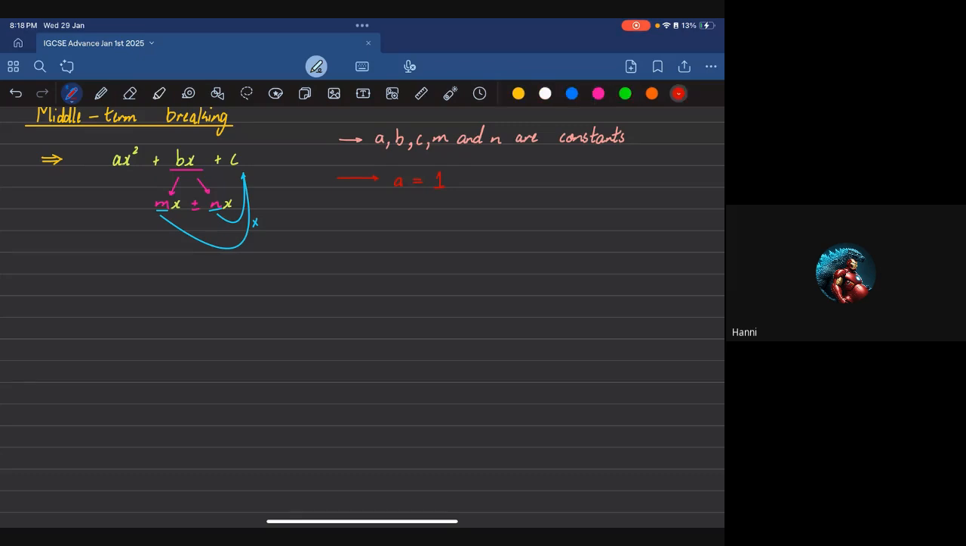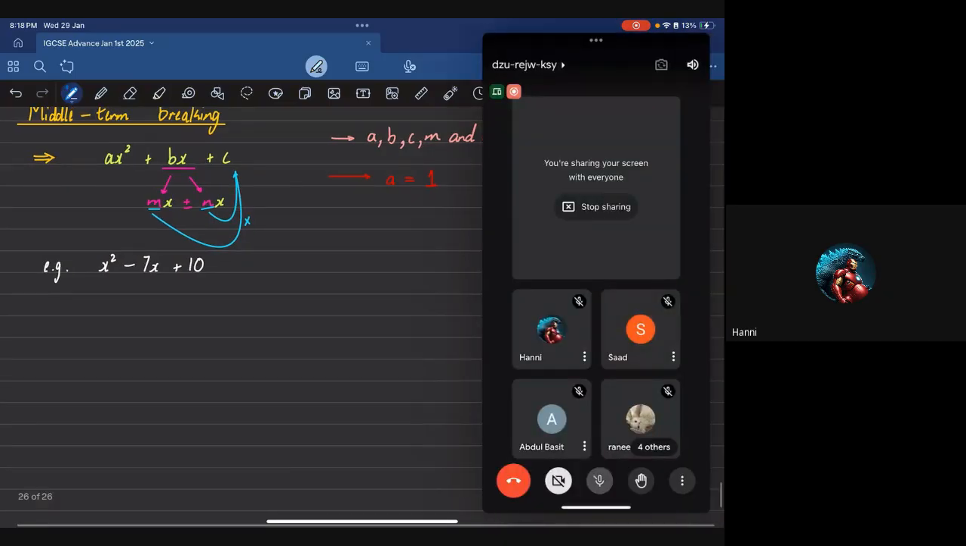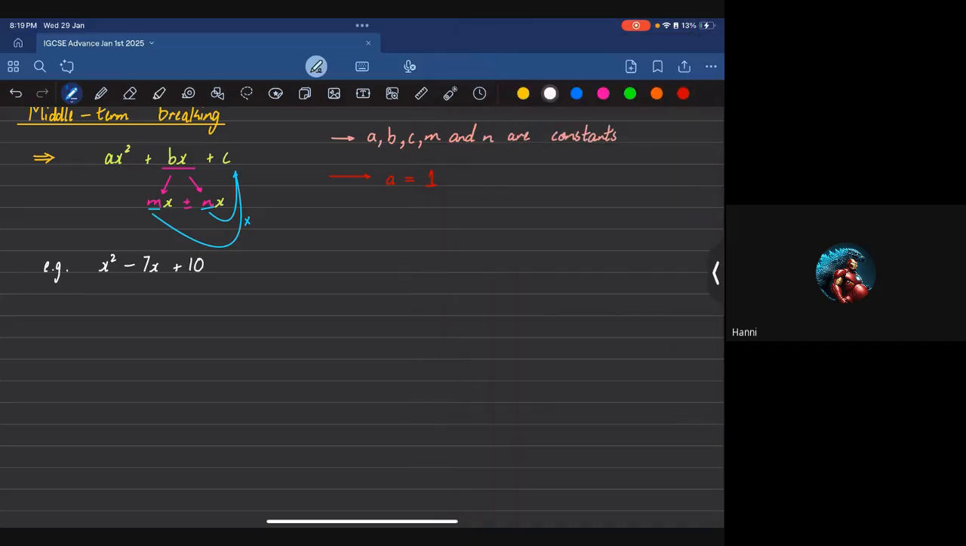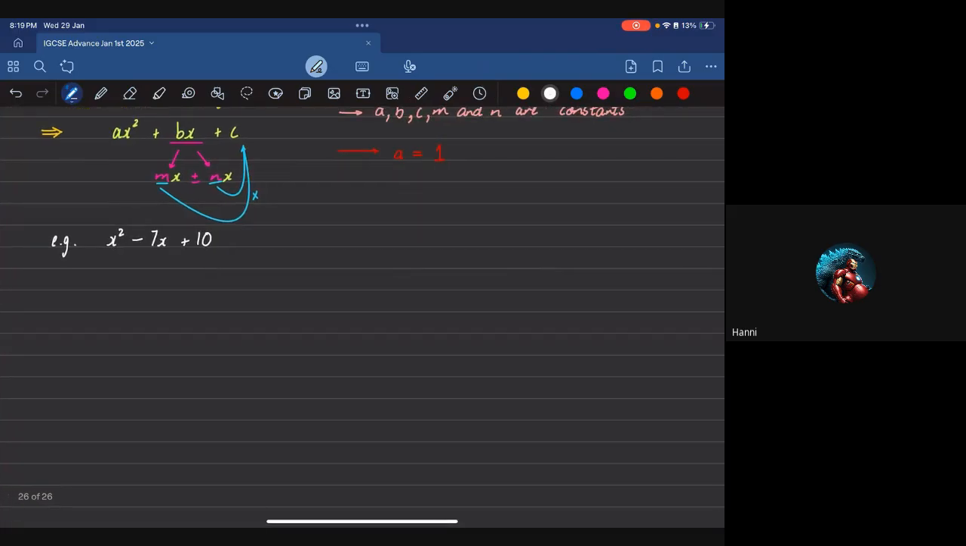Now, let's do a simple question. How do you do middle term breaking? Consider a question like x squared minus 7x plus 10.